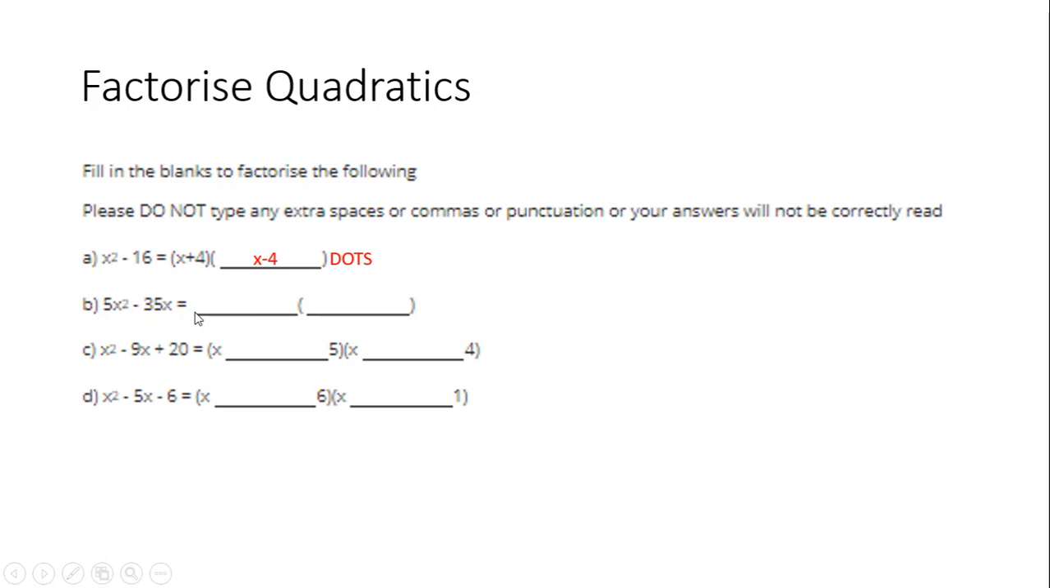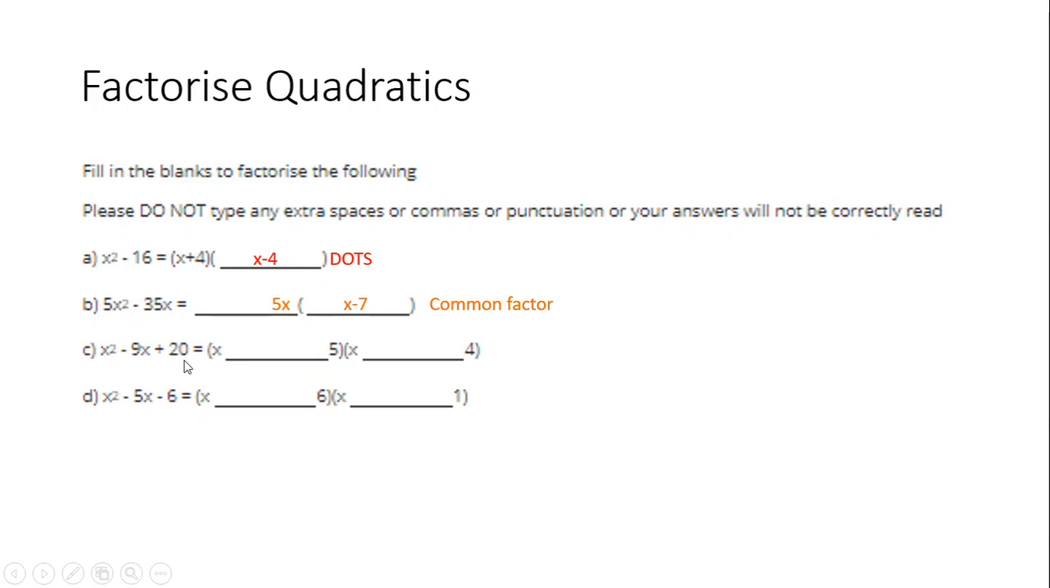This next one down here, again, there's a hint. It's just one space in front of a set of brackets. So there's a common factor here. I don't need to set up 2 sets of brackets, x in both. Look at the common factor. I can divide both of these terms by x, but more than just x, I can divide them also by 5. So 5x out front. And inside the bracket, 5x times what would make 5x squared? 5x times x. And 5x times what would make negative 35x? 5 times 7 makes 35, so it's negative 7. x minus 7.